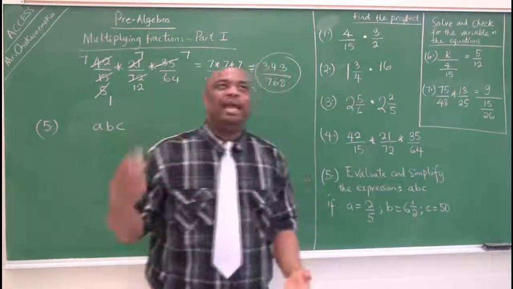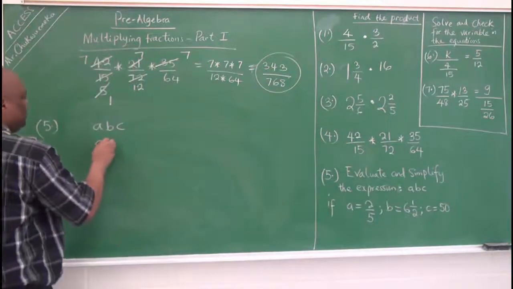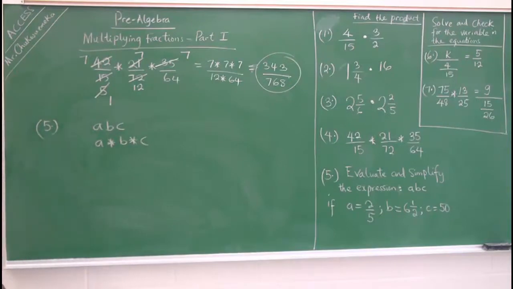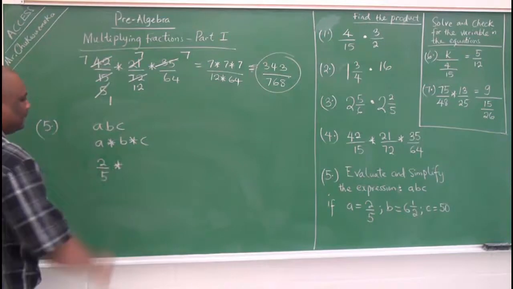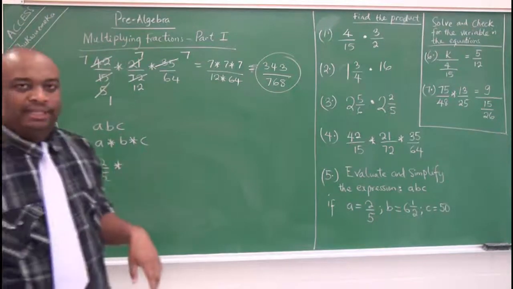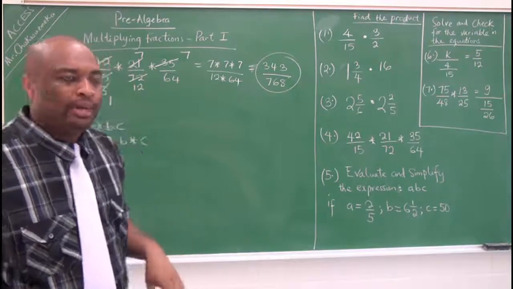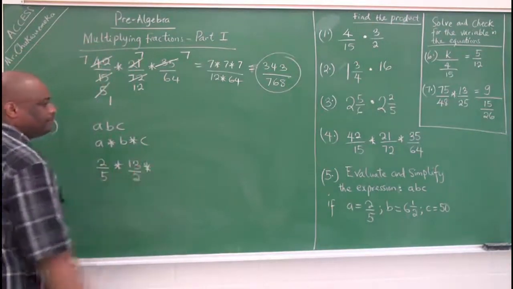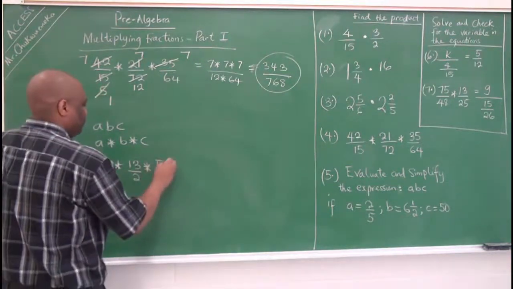Okay? Now you know that ABC simply means A times B times C. That is what it means. So this is 2 out of 5 times the 6.5. Let's convert it to an improper fraction. 2 times 6 is 12, plus 1 is 13. 13 out of 2 times 50 gives us 50 over 1.